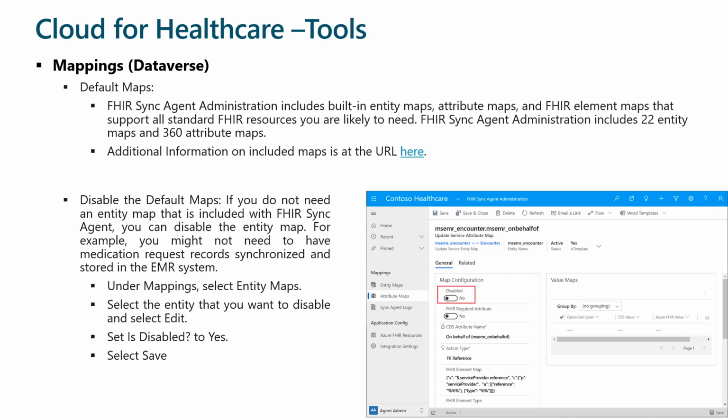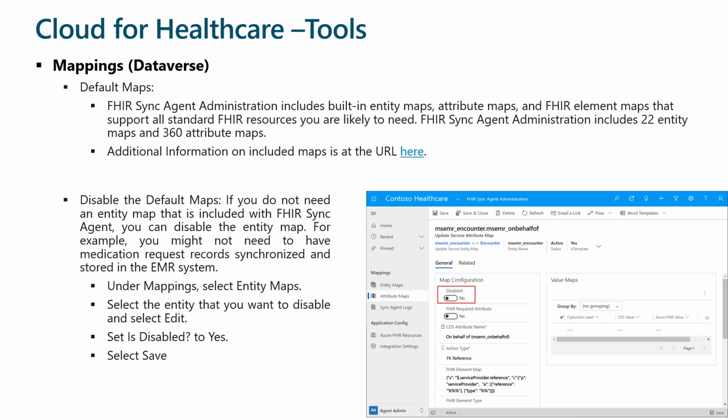Cloud for Healthcare Tools. Dataverse maps. By default, with Cloud for Healthcare solutions, there are some out-of-the-box entity maps which include needed attribute maps and FHIR element maps. These default built-in maps are based on the US Core Implementation Guide. There are about 22 entity maps with 360 attribute maps currently.